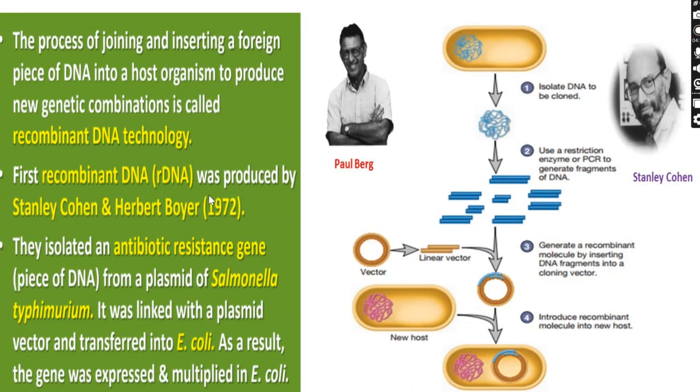Just to give you an idea, rDNA technology came into existence because of Stanley Cohen and Herbert Boyer. They isolated an antibiotic resistance gene from a plasmid of Salmonella typhimurium, which was linked with a plasmid vector and transferred into E. coli. As a result, the gene was expressed and multiplied in E. coli.